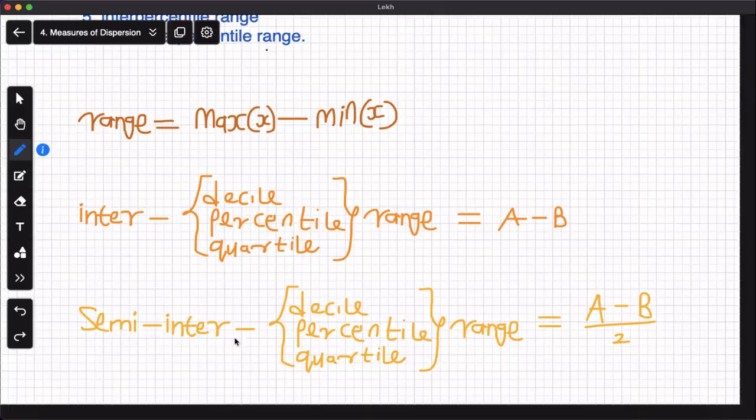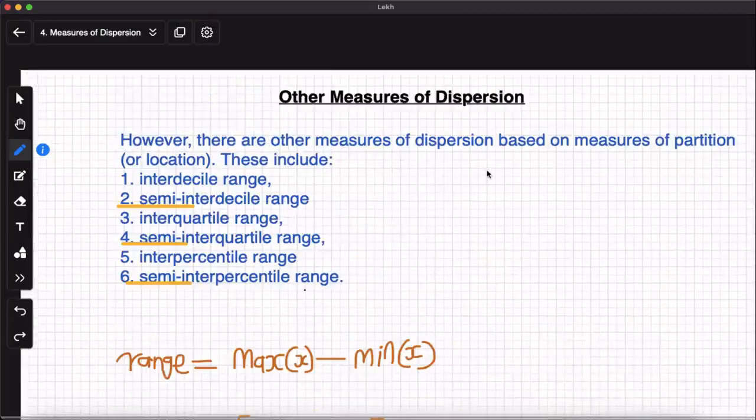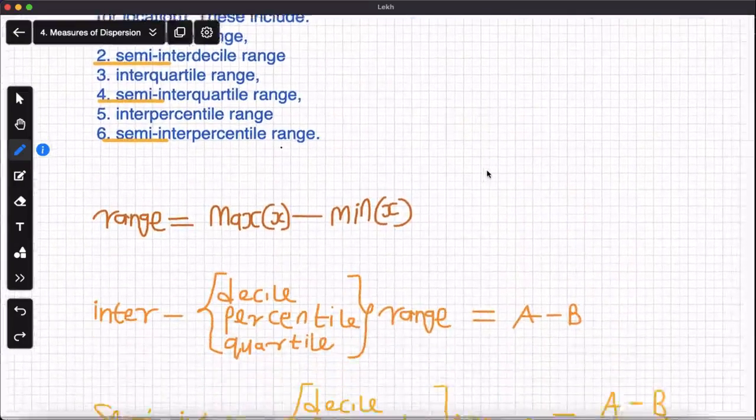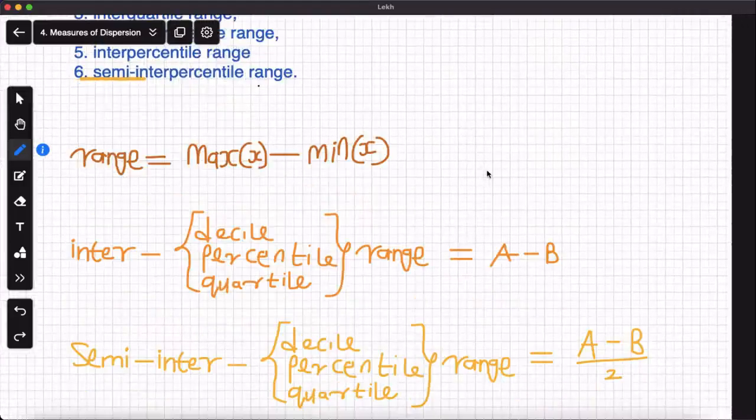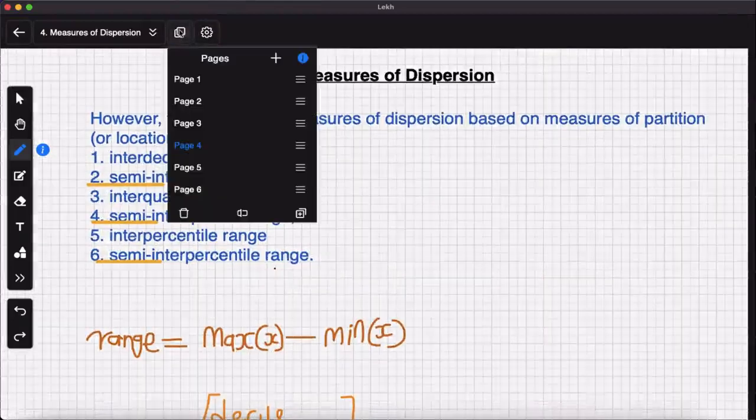But in the case of semi-interdecile, percentile, quartile, like that, the range that you obtain for these ones will be equal to something that you call A minus another thing that you call B, divided by 2. So actually it will not be A and B, but I'm just using this to illustrate it for now. So if you don't understand this, don't worry, it will be explained in detail, in a way that you can understand, in the next video. All right, so we'll move on to the next thing.